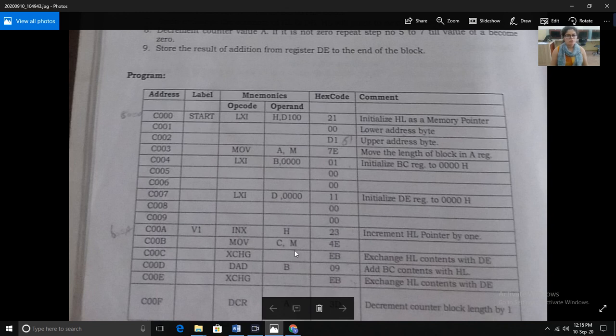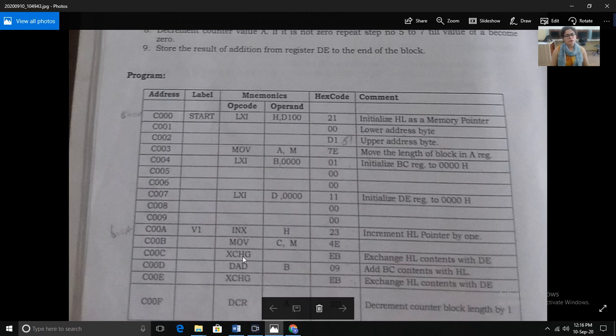Now MOV C, M. Move the contents of that memory location into the C register. This is the hex code of that instruction. Now the next is the exchange instruction. You know why we use the exchange instruction? The exchange instruction is used to exchange the contents of the HL register pair with the DE register pair.